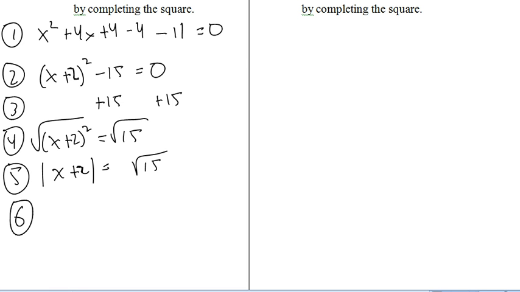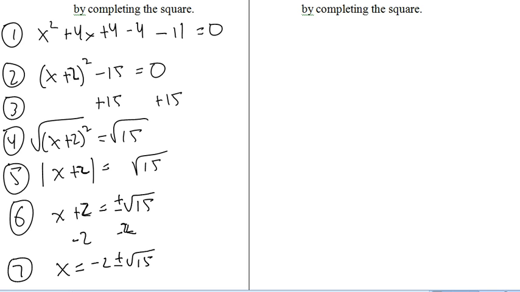And then in step 6, sorry, that's a regular 2, it looked like a negative 2. We get x plus 2 has to equal plus or minus root 15. And then last step, subtract 2 from both sides, and we end up with our answer, x equals negative 2 plus or minus root 15. And those are the two values that will make that equation true.